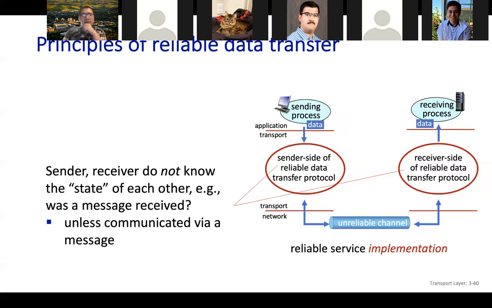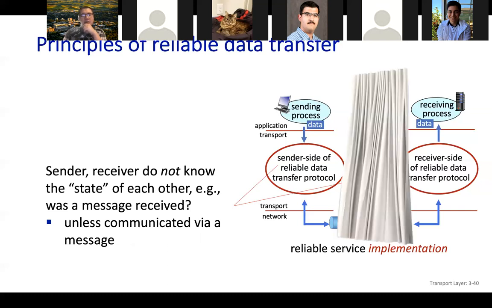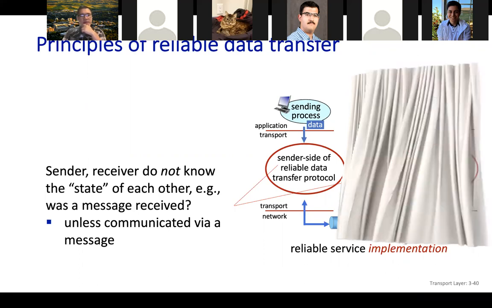Okay, so here's a good note. The sender and receiver do not even know the state of the other part. For example, if the message was received, you don't know. You have to develop a protocol to know that, right? Every side is just independent of the other. Unless you develop a protocol to communicate with each other, you don't know this information, okay?